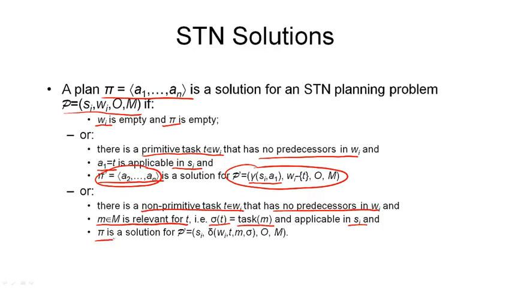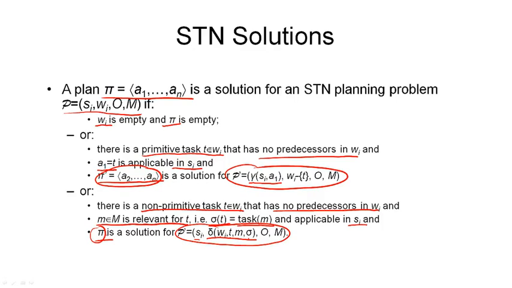Then our plan pi is a solution for our original planning problem if it is also a solution for a modified planning problem. This modified planning problem consists of the same initial state, but then we have to decompose the task network Wi, which contains the task t as one of its first tasks, using method m and substitution sigma. This gives us a new task network that we take as part of this modified problem. And again, the operators and methods remain the same. So if our plan pi is a solution to this modified problem, then our plan pi is also a solution to our original problem.